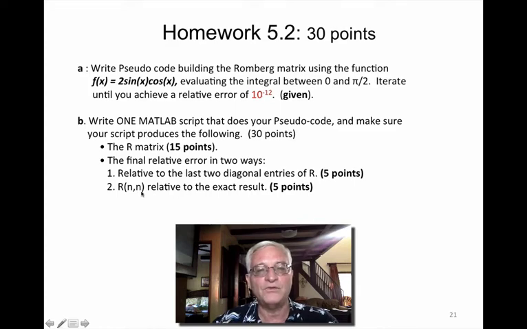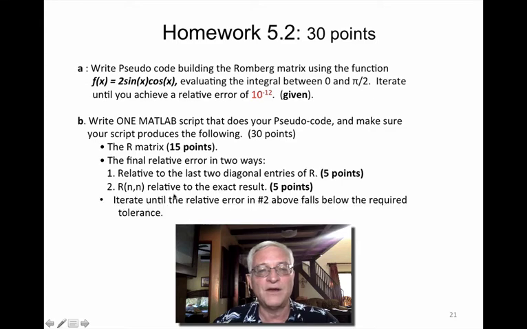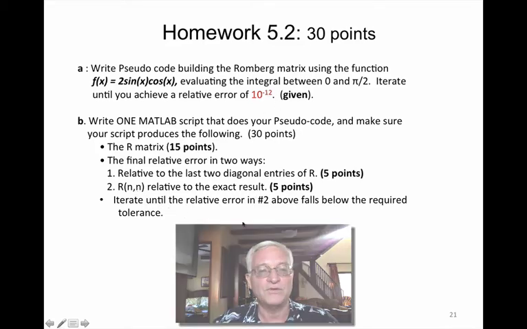I also want you to compare the lower right hand corner of the R matrix to the exact result you got when you did the integral exactly theoretically. So that's going to be most of the points. I do want you to iterate until this last error, the R of n,n-1, falls below the required tolerance. There's our tolerance, 10 to the minus 12th. So to stop the algorithm, you'll just use the second relative error. And once it gets below 10 to the minus 12th, you can quit.